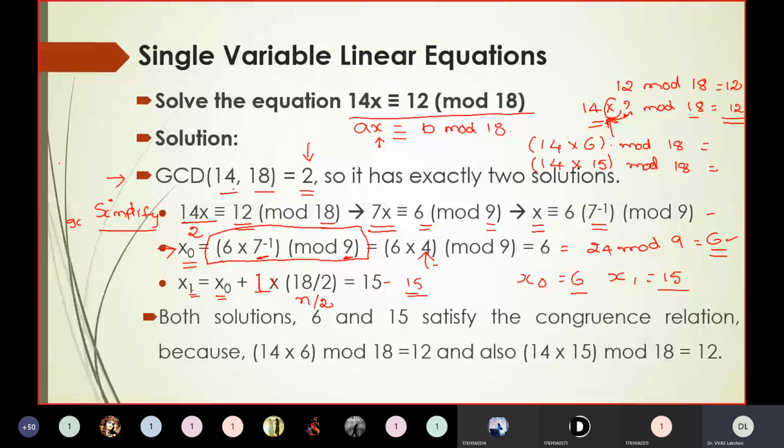14 into 6 mod 18. 14 into 6 mod 18. ఎంత వస్తుంది ఆన్సరు? చేసి చెప్పాలి త్వరగా.